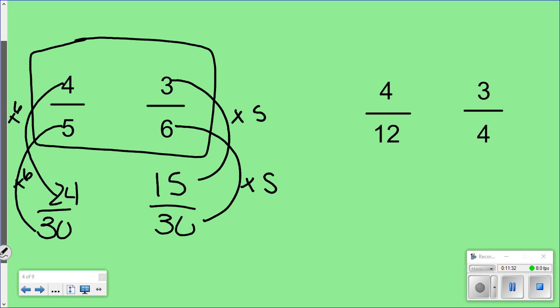Okay? Which one's greater? Now I have my common denominators, check. I have to look at my numerators, Mason. So it's going to technically look like this. That makes sense to everybody? See why? Yep, go ahead.